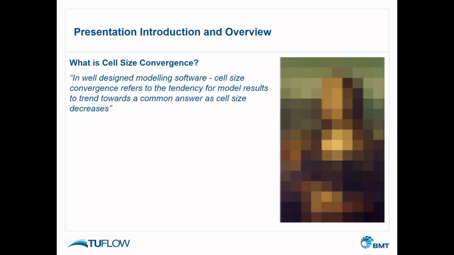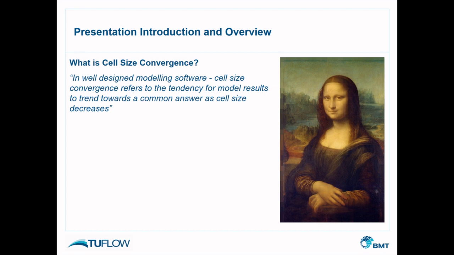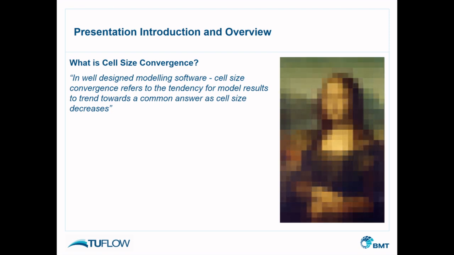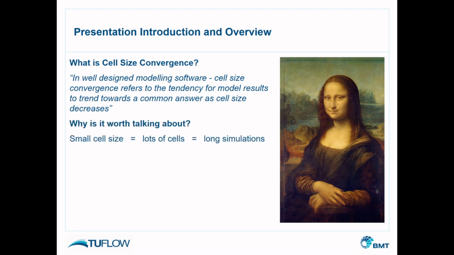Reading word for word here from the screen, in a well-designed modelling software, cell size convergence refers to the tendency for model results to trend towards a common answer as cell size decreases. If we focus on Mona Lisa here, we'll see that as the resolution is coarse, you're not getting a very good rationalization of the image, but as cell size decreases, she comes into view. When it comes to hydraulic modelling, we see a very similar trend where as we move to smaller cell sizes, we converge to a common answer.